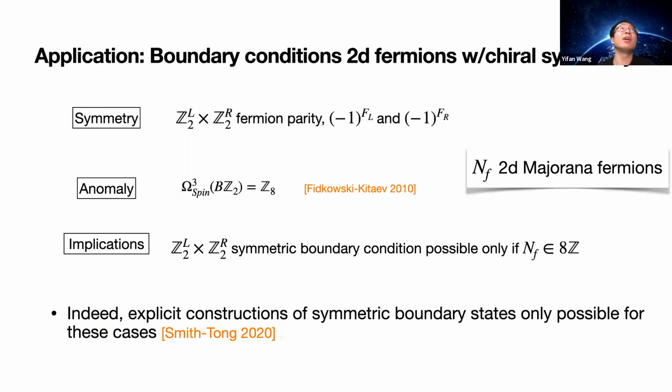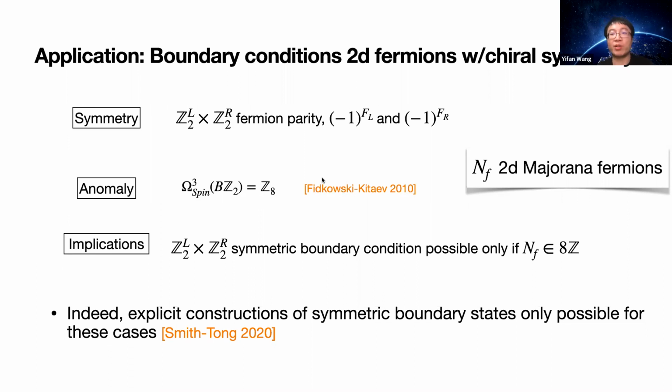A slightly non-trivial case comes in when you study the boundary conditions of two-dimensional fermions with chiral symmetry. The relevant symmetry here is the chiral parity symmetries, the left and right fermion number symmetries, Z2L and Z2R. This has a subtle anomaly, the Z8 class, that was studied by Fidkowski and Kitaev in 2010. This anomaly is beyond the group cohomology type that I mentioned.